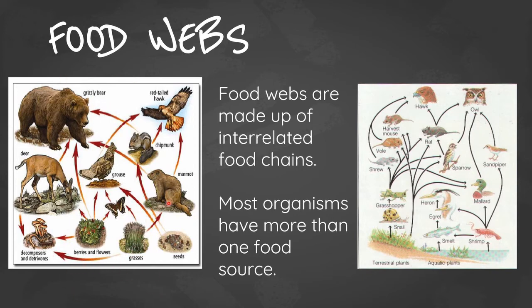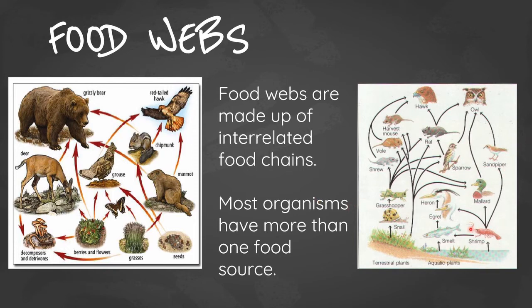We see that the butterfly feeds on the grass, and the grouse feeds on the butterfly, and the grouse is fed on by the red-tailed hawk. But the red-tailed hawk also feeds on the chipmunk, and the chipmunk also feeds on seeds. And the grizzly bear feeds on the chipmunk, also feeds on berries and flowers, and also feeds on the deer. So we already know that the grizzly bear is an omnivore because it feeds on animals and it also feeds on plants.